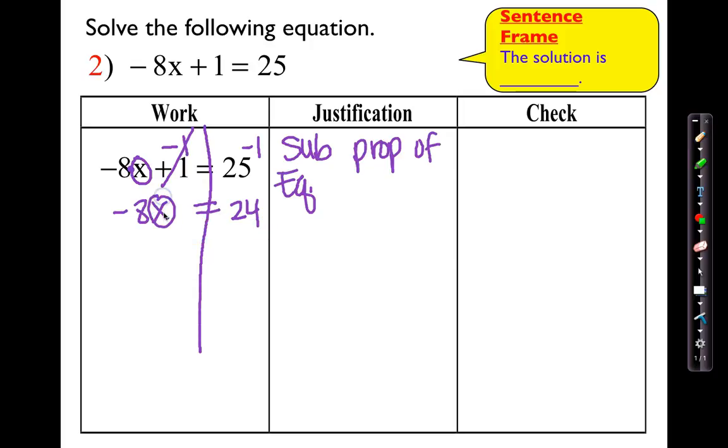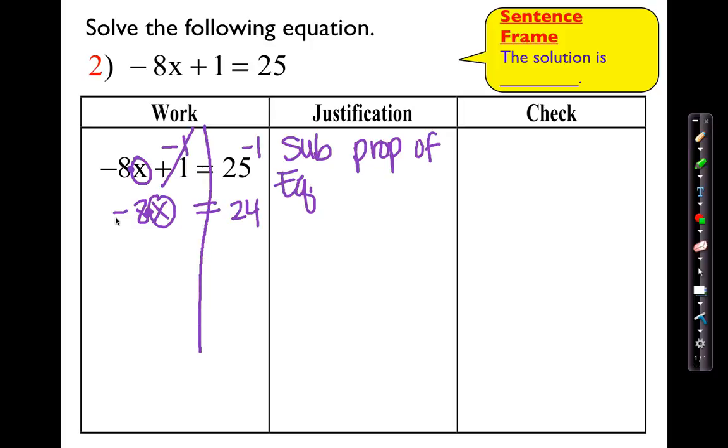Now my variable is still not isolated yet, so I need to get rid of this negative 8. This does mean negative 8 times x, so I want to do the inverse. What's the inverse of negative 8 times x? Well, since it's multiplying, the inverse would be to divide. Now, before I actually do that, I do want to talk about something.